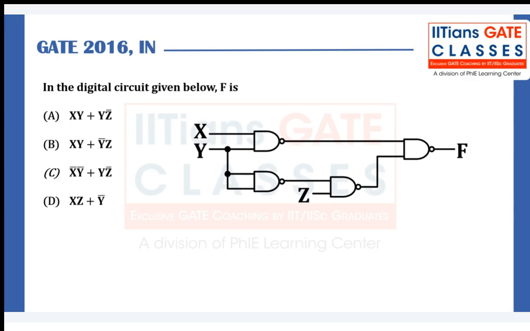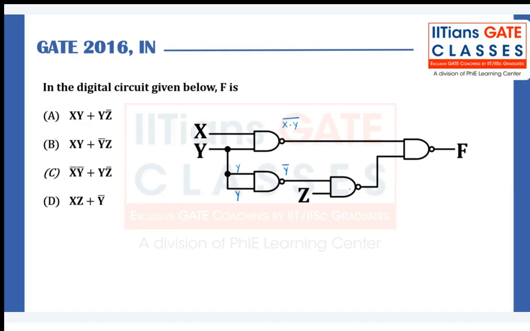D. One thing, if you're saying D, that means Z is not there. Z is not there? Let's see. So, what is the first gate? The first gate is going to be your NAND gate, right? NAND gate means AND plus inverter. So I'll write X dot Y bar. Y is coming here and Y is coming here. So Y dot Y bar. Isn't it Y bar? This will be Y bar.